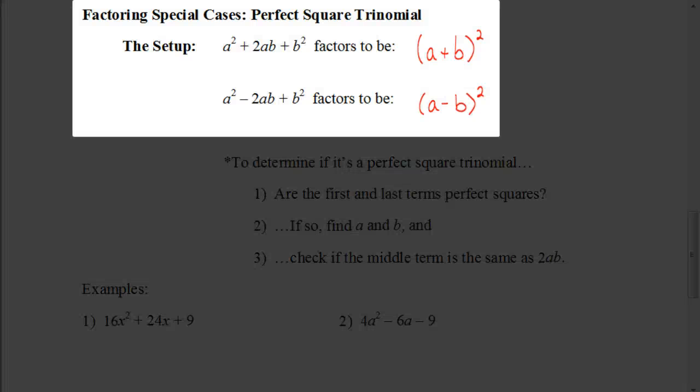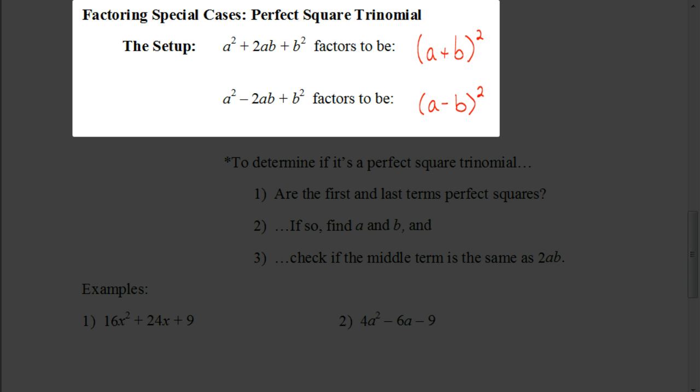Well, welcome. In this video, we're going to be looking at another type of special case that we would be factoring, and that is going to be when we're dealing with the perfect square trinomial. Now, what is a perfect square trinomial? Well, if it's in this form, a squared plus 2ab plus b squared, it's going to end up factoring to be the quantity a plus b squared.